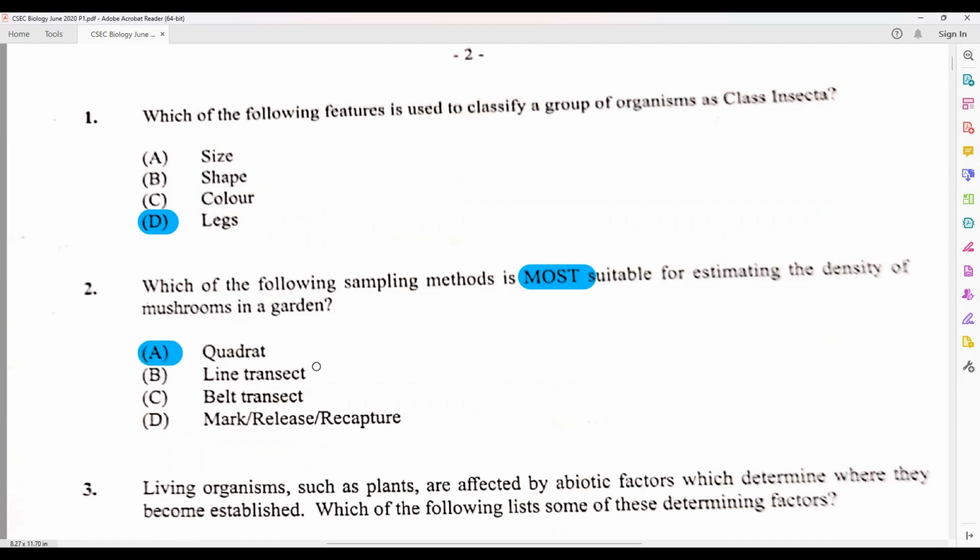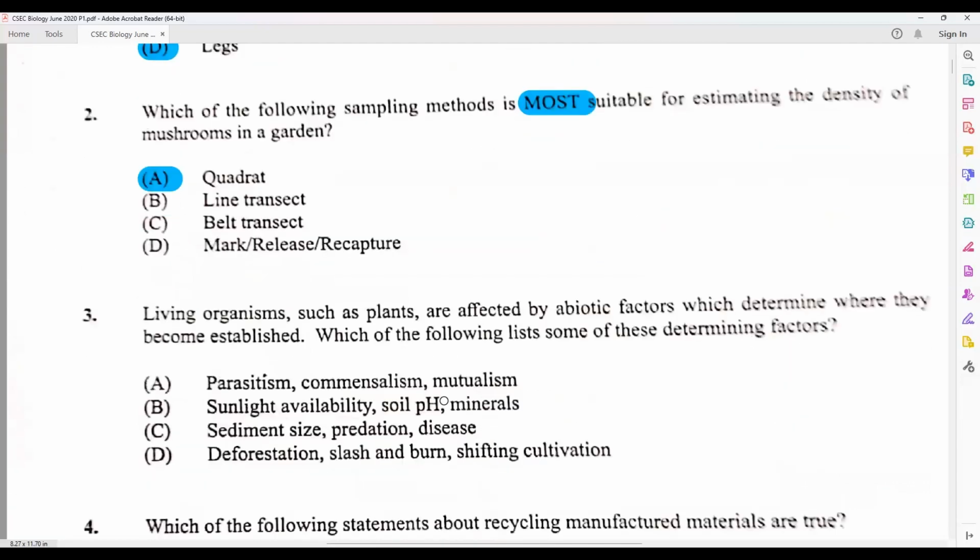Usually in school you would use a 1 meter by 1 meter quadrat, or a 1 meter squared quadrat, to find density. That's a good apparatus. You randomly throw it and then you calculate the density. Maybe if it was mushrooms, you would count the number of mushroom organisms and then divide by the area and the number of throws you did.